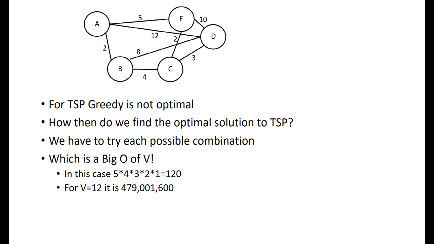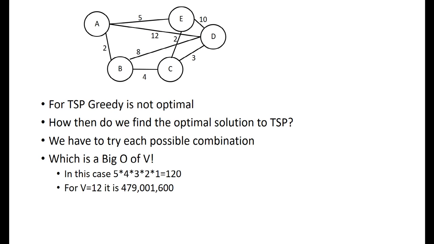Well, what does that mean for the bigger picture? So if greedy is not optimal, then how do we find the optimal solution to the traveling salesman problem? Well, we have to try each possible combination. So from A, we have to say, well, what if I go to B? What if I go to E? What if I go to D? We have to try all the possibilities.